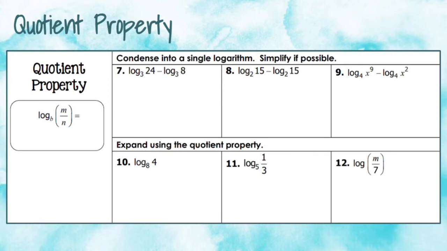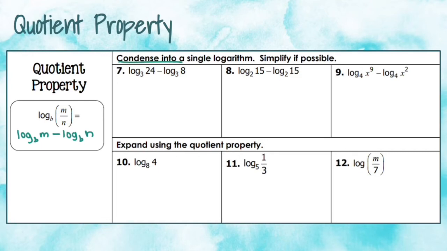Now let's talk about the quotient property. If we have log base b of a fraction or of division of any sort, this is the same as log base b of m minus log base b of n. So it's just the opposite of the product property. So multiplication gives us addition, division gives us subtraction.